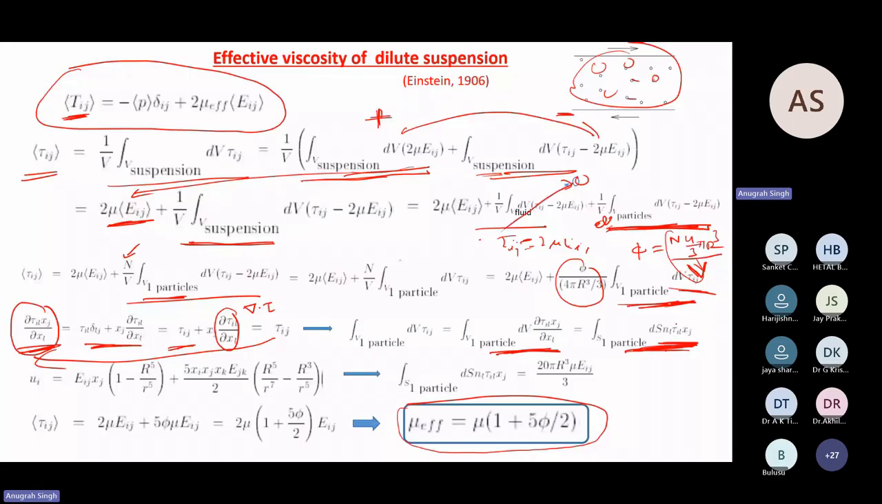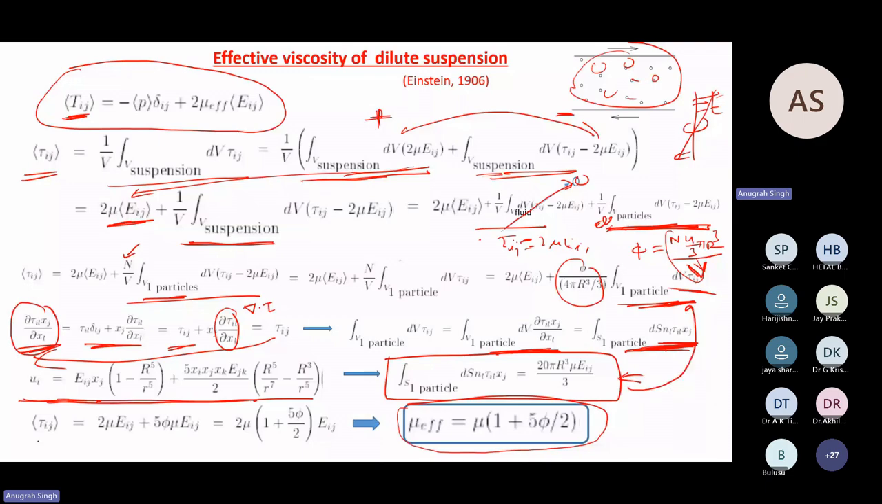In a rate of straining field, there's the solution. Well, this is the velocity field. Once you know the velocity field, you know that the stress is basically 2 mu times the symmetric part of the velocity gradient, so you can calculate the gradient. You substitute this and it comes to be this. That means the surface integral of nj tau il xj is 20 by 3 pi R cubed mu Eij. If you substitute this in this equation, you get the expression for the average stress.